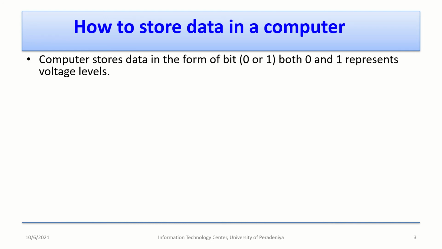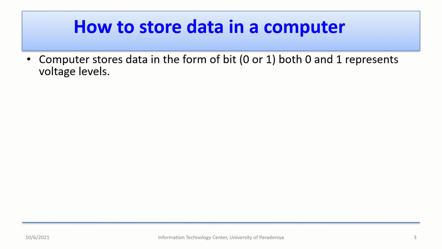Then, how to store data in a computer? Computers store data in the form of bits. Bits are usually called 0 and 1. Bits mean binary digits. You know the binary number system. In the binary number system, we have two symbols, 0 and 1. We call those binary digits in a computer.